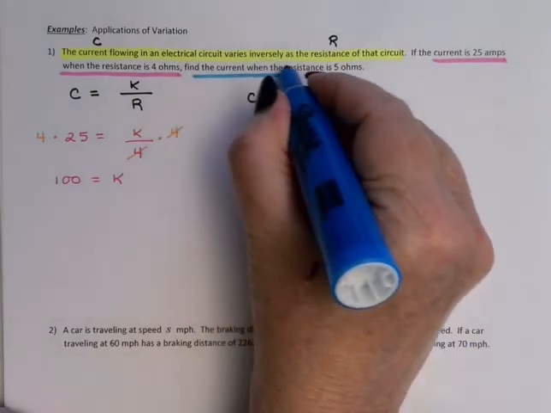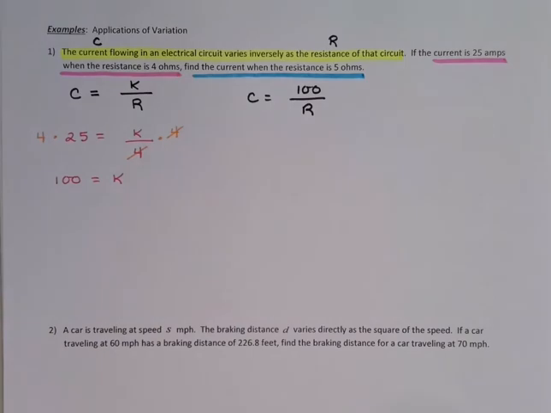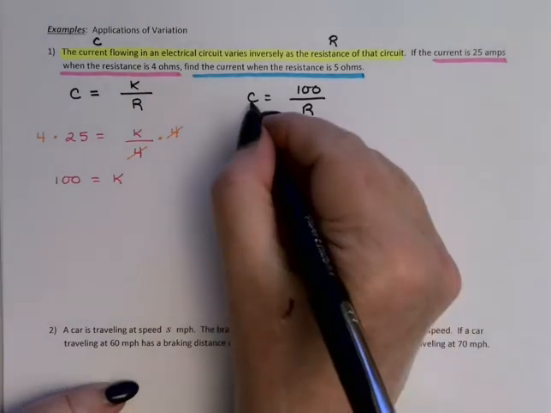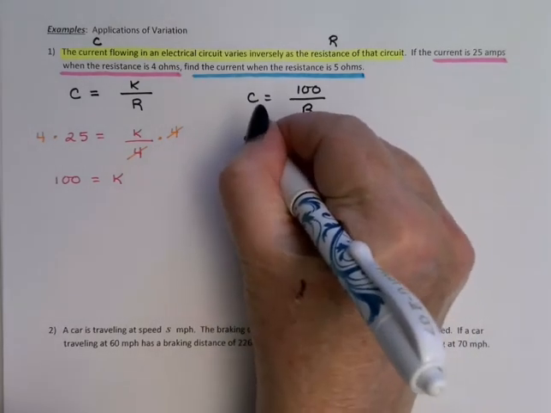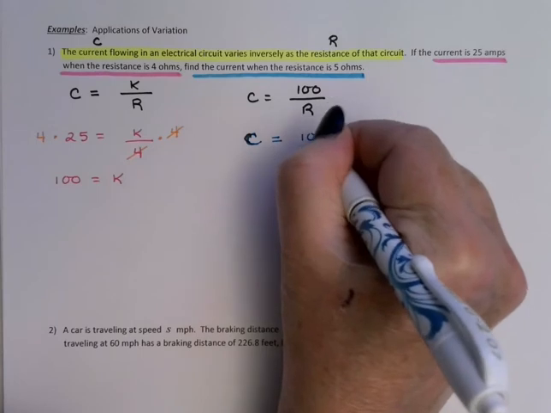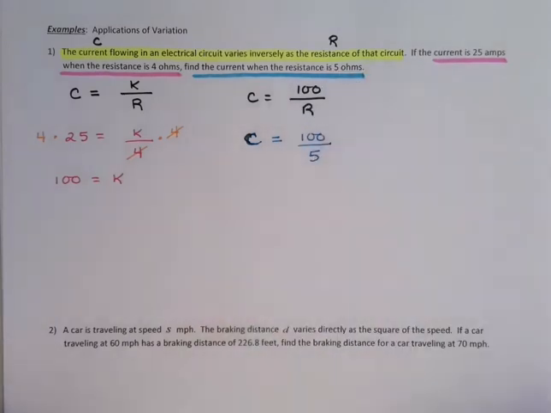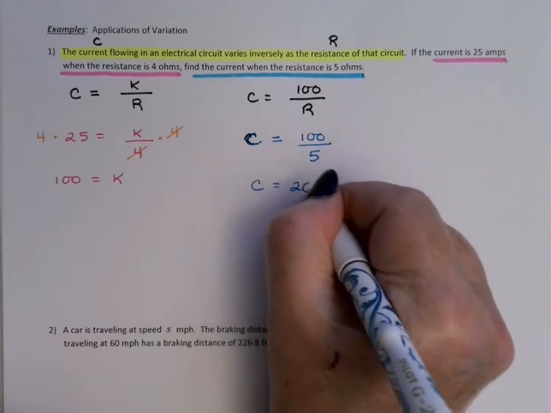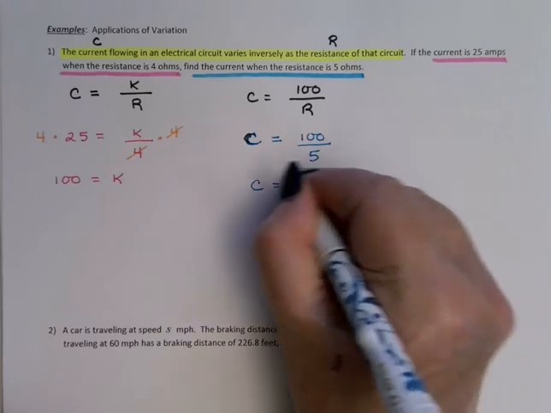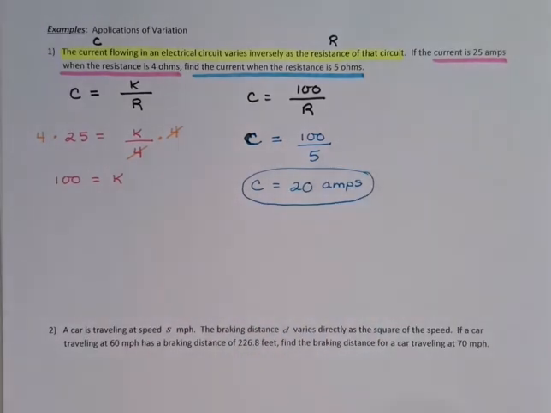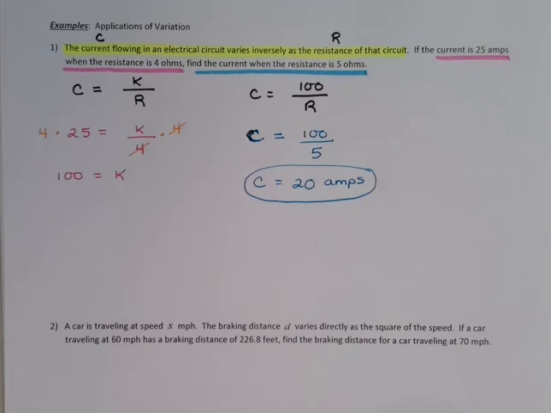I'd now like to find the current when the resistance is 5 ohms. So current is unknown. Actually, let me do this color-coded. Current is unknown, but resistance is 5. So our current ends up being 20, and it looks like amps are the units here. All right, so very similar. We just had to dig a little bit more for the information since it wasn't given to us quite as mathematically as in the previous problems.